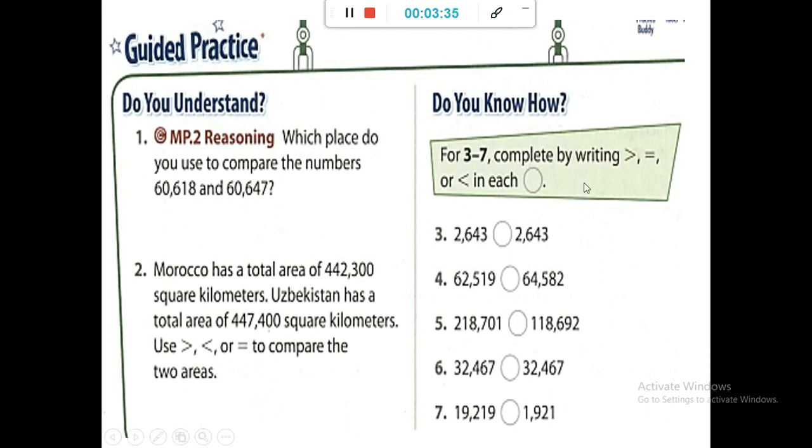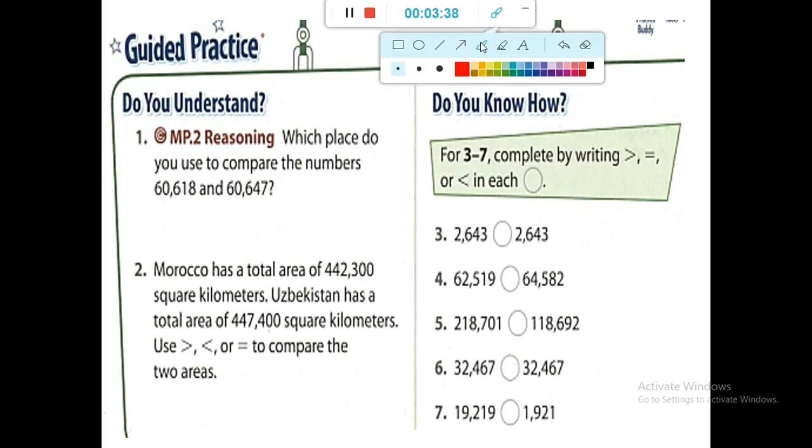Now I will show you some more examples. Here we have these two numbers. I start comparing from the left. The thousands, here 2 and here 2. And the hundreds, 6, 6. So they're still the same. They are not different. And the tens, 4 and 4. So they are still the same. Now in the ones, 3, 3. So they are equal, because the question tells me to complete by writing greater than, equal, or less than. So they are equal.